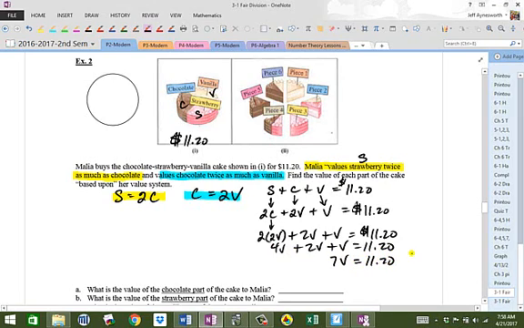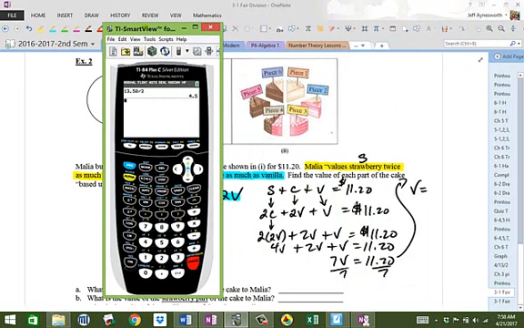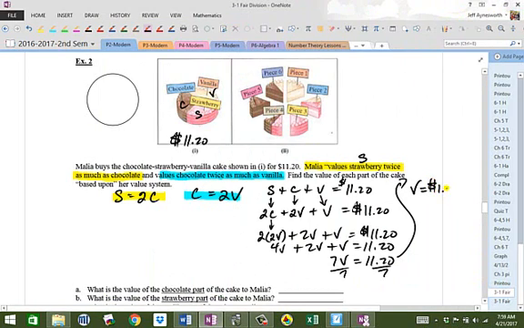All right, and then I'm going to bring it up here. So divide by 7. So V is equal to 1120 divided by 7. So $11.20 divided by 7. That's $1.60. So she actually values the vanilla at $1.60, because based upon her value system, it's not equally valued for the three parts. So the vanilla has a value of $1.60 in her eyes.